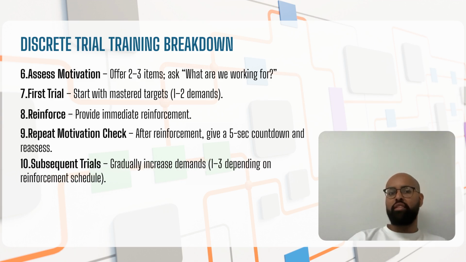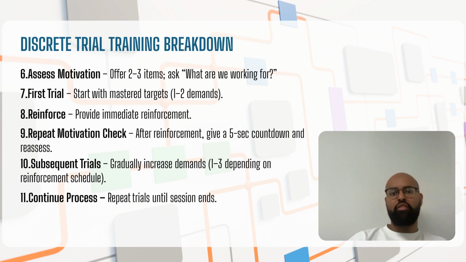Step 10 on the second trial. Place 1 to 3 demands depending on the reinforcement schedule. Make sure the first demand is always a mastered target. Step 11. Repeat steps 8 to 10 until you are done running DTT. As you continue with each trial, you can require more demands before reinforcing the learner if it is within their reinforcement schedule.